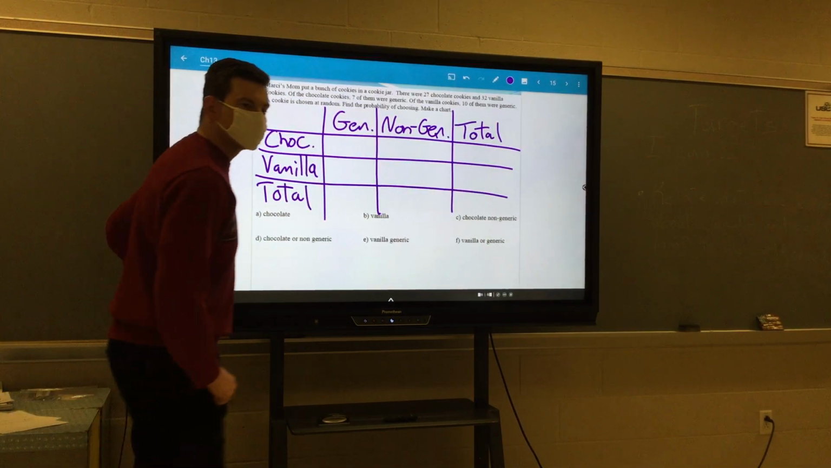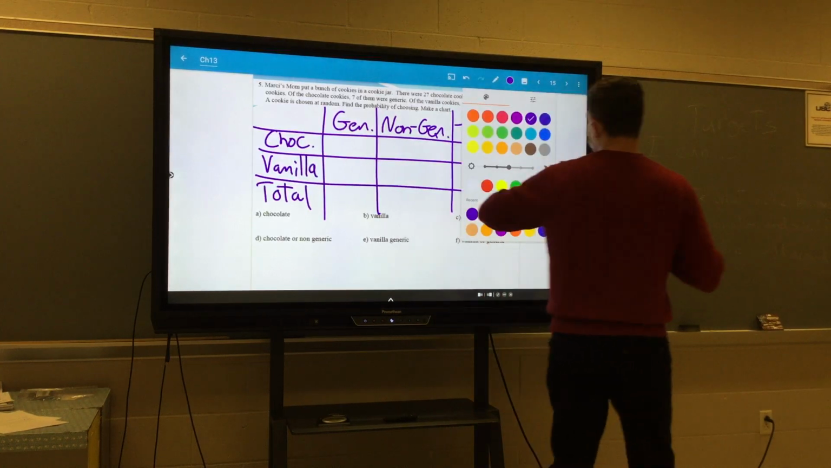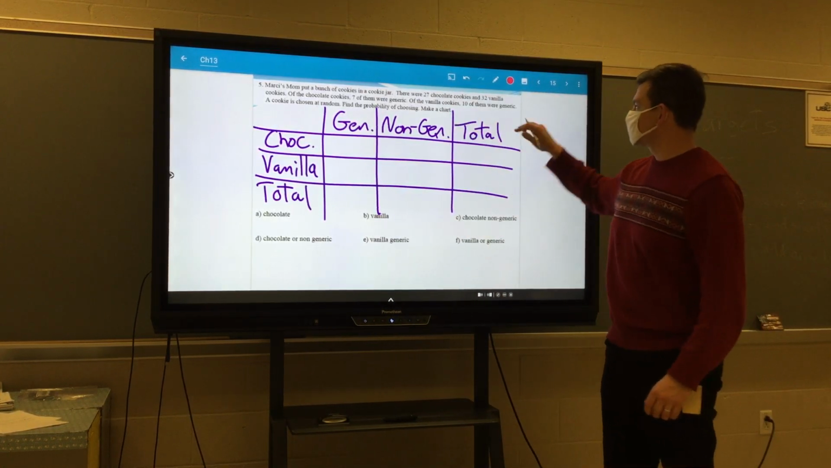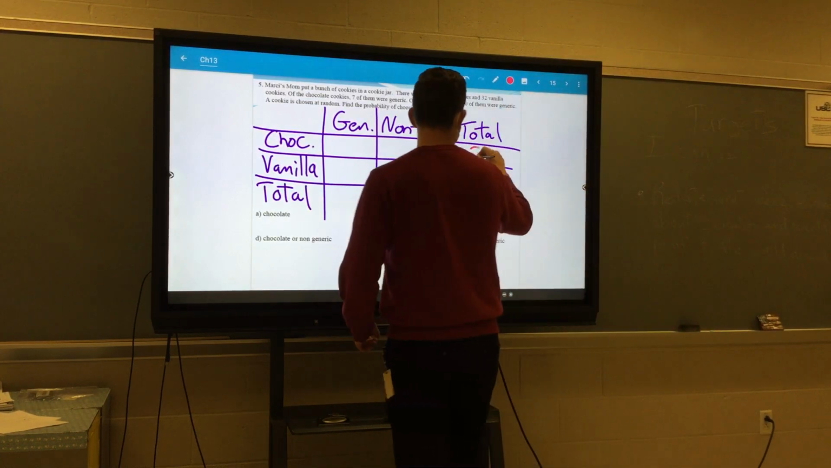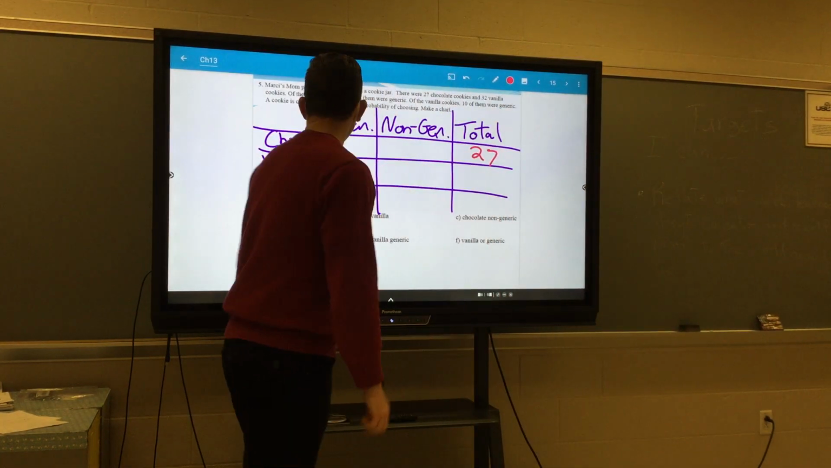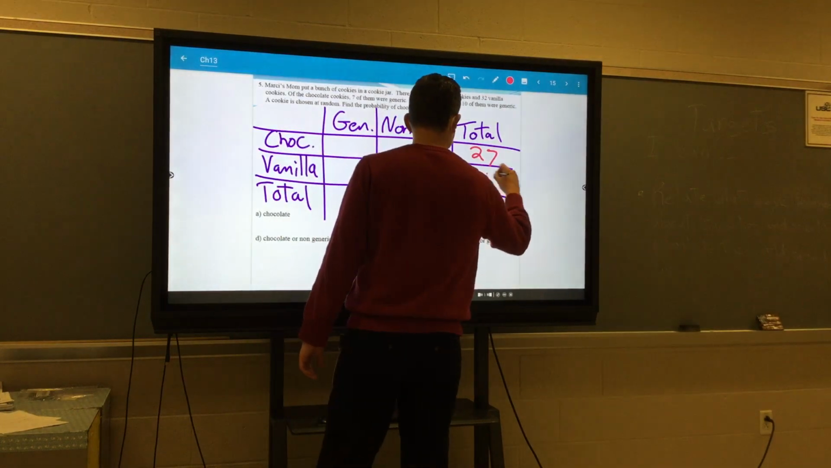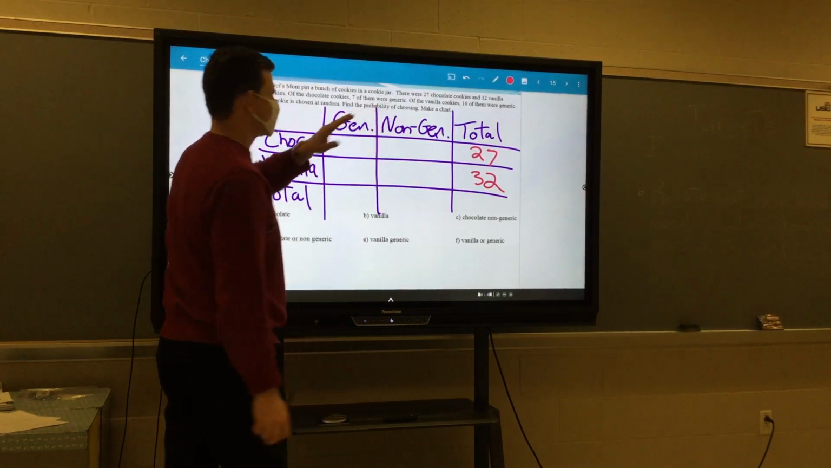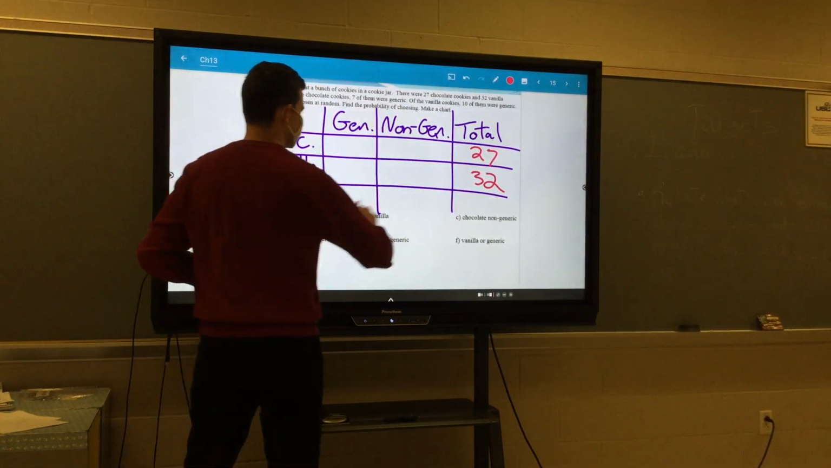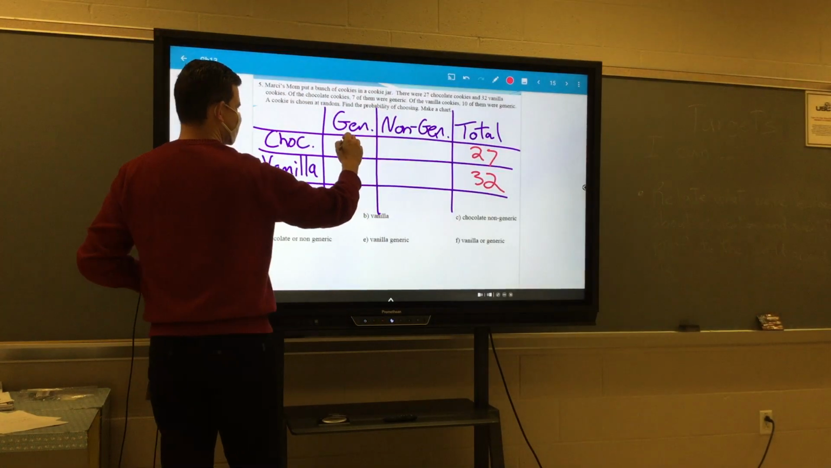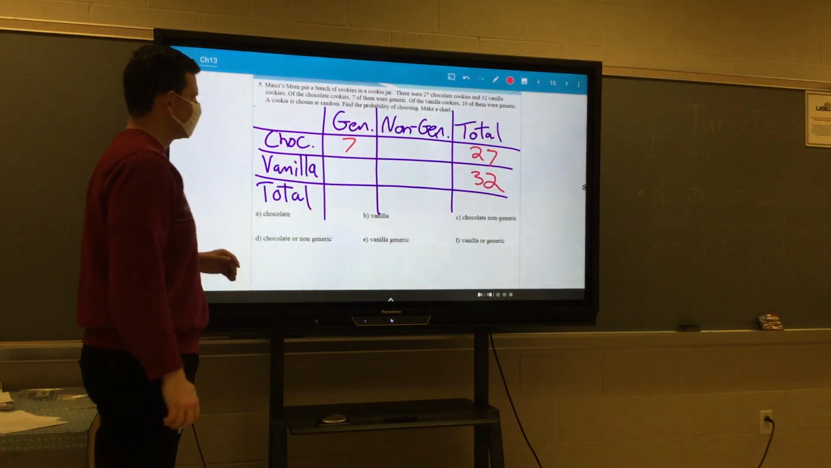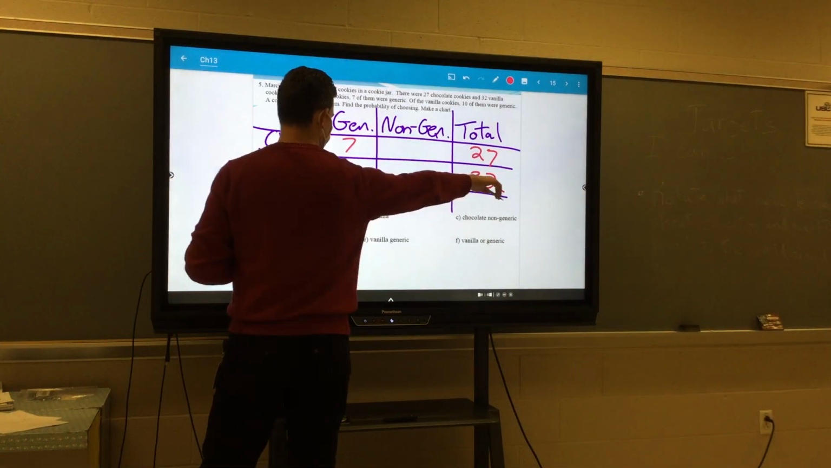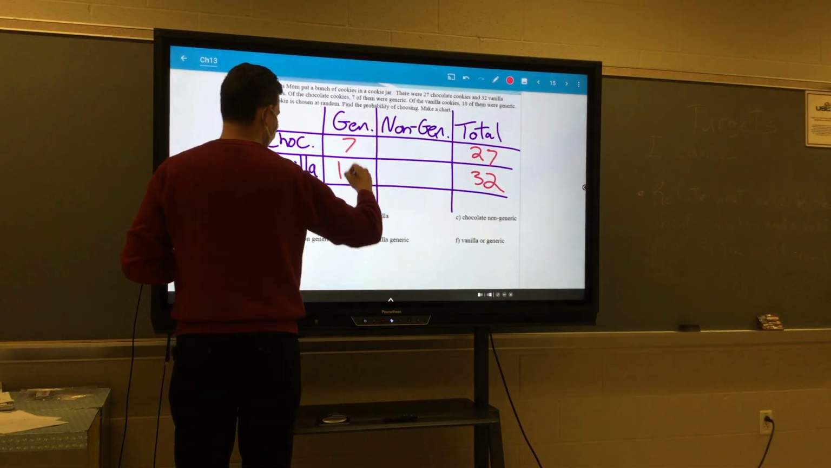All right, let's reread the problem and substitute in the values that we know. There were 27 chocolate cookies, so 27 total chocolate, 32 vanilla cookies. Of the chocolate cookies, 7 of them were generic. So of these 27 chocolate, 7 were generic. And of the vanilla cookies, 10 of them were generic. So of these 32 vanilla, 10 were generic.